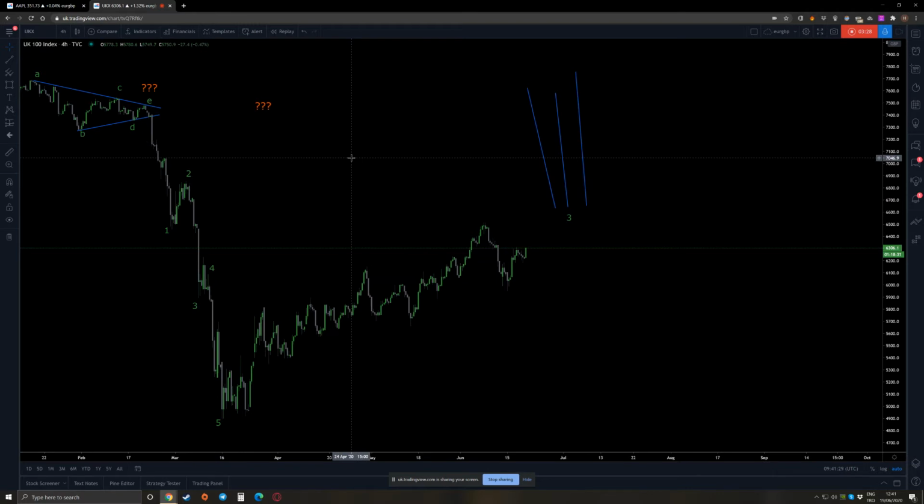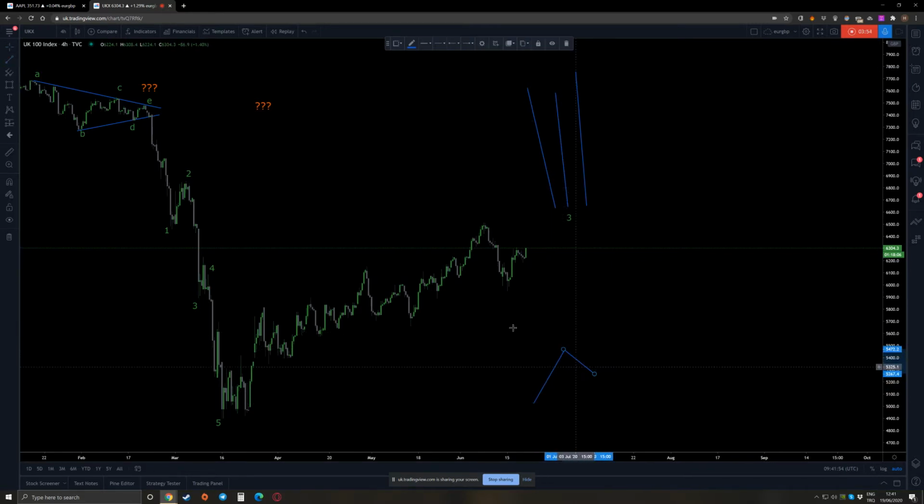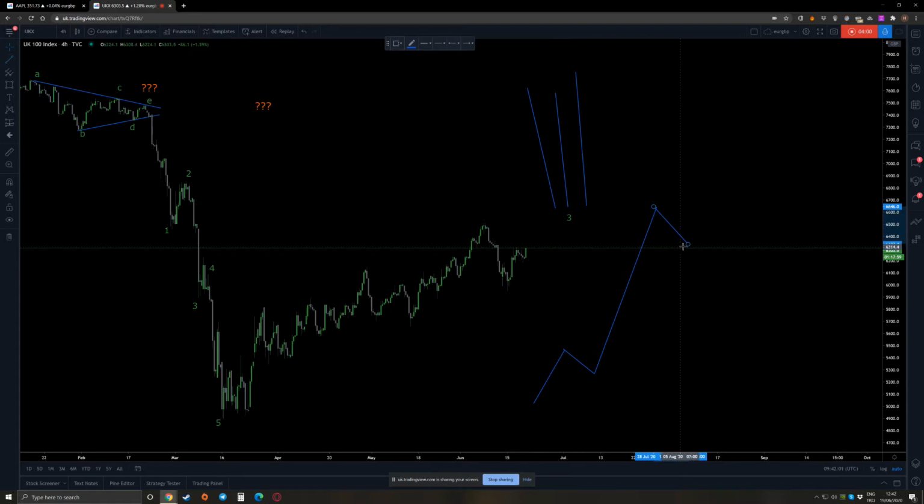Also, in an impulsive move, you need one wave that is extended. It's very important to have an extended wave. If you don't have an extended wave, it means that you have trouble. You cannot have an impulsive wave that doesn't have an extension. What does extension mean? Something like this: you have a wave 1, a wave 2, a wave 3, then a wave 4, and a wave 5.